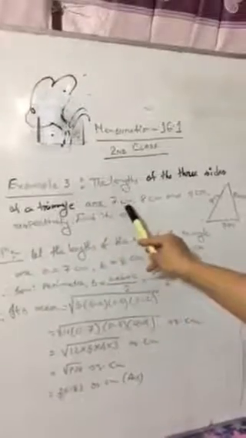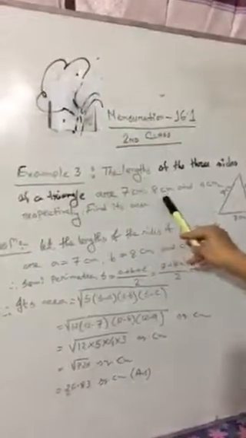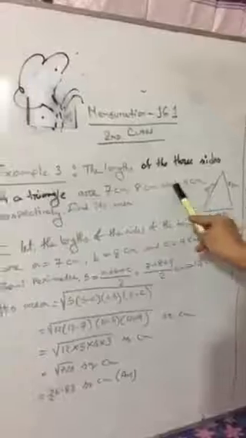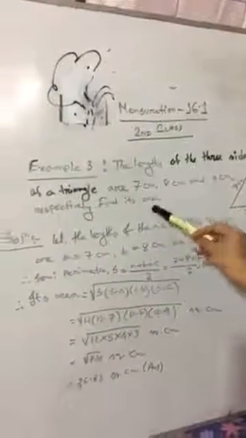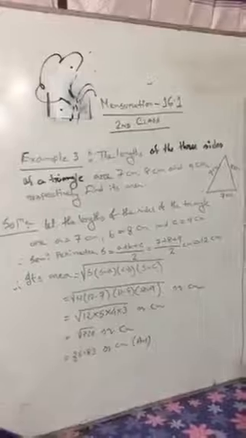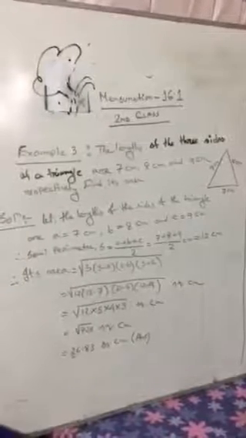The lengths of the three sides of a triangle are 7 cm, 8 cm and 9 cm respectively. Find its area. That means we have the three sides of a triangle, and we have to find the area of the triangle. Let's rewind the formulas.